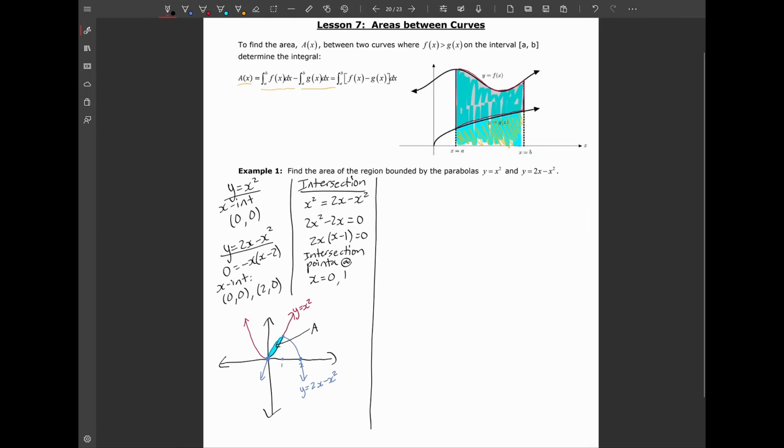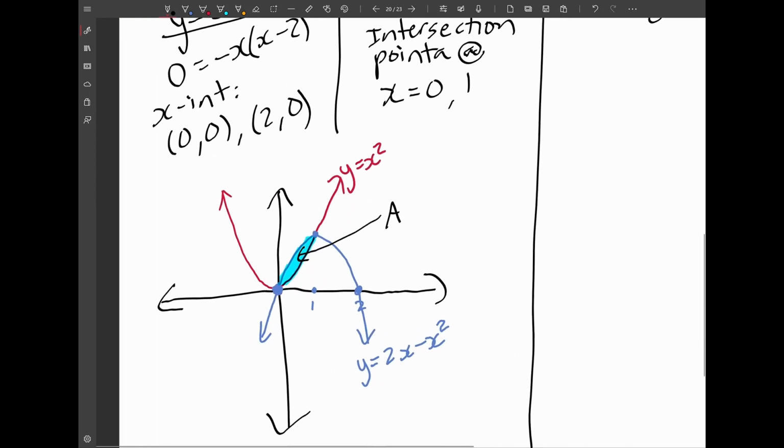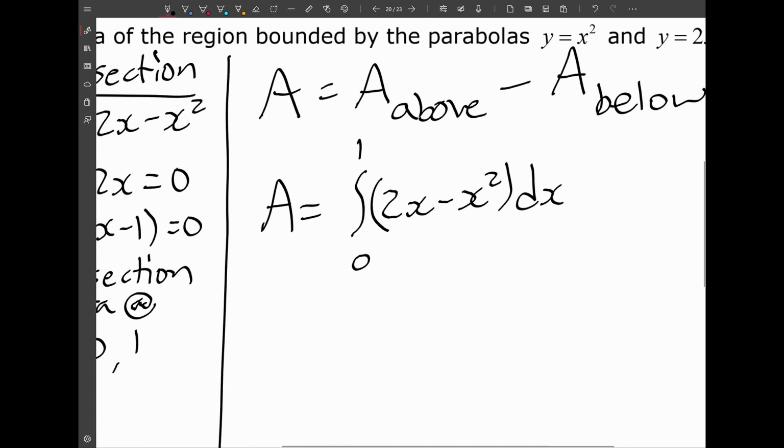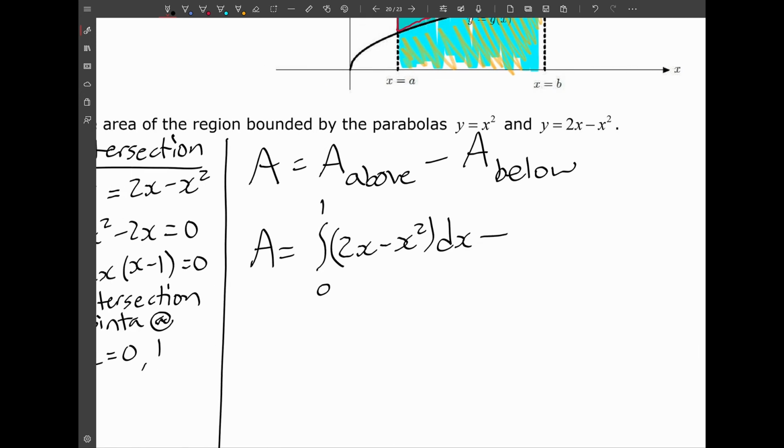So to find our area is going to be the area of the curve above minus the area of the curve that is below. Okay? So this is going to be the integral from 0 to 1 of 2x minus x squared dx, because if you look, 2x minus x squared, that is the above curve. That is the curve on top. The blue one is above the red one, all over that domain. Then the area below is going to be the integral from 0 to 1 of x squared dx.